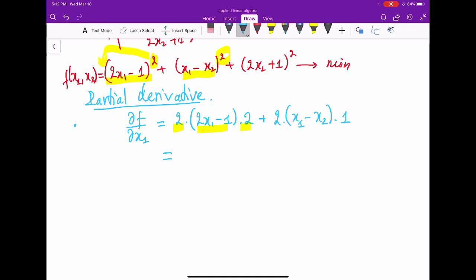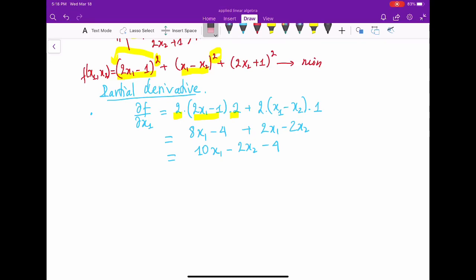I get 2 with 2 will be 4. Here I have 8x1 minus 4, and in here I get 2x1 minus 2x2. So that is 10x1 minus 2x2 minus 4.